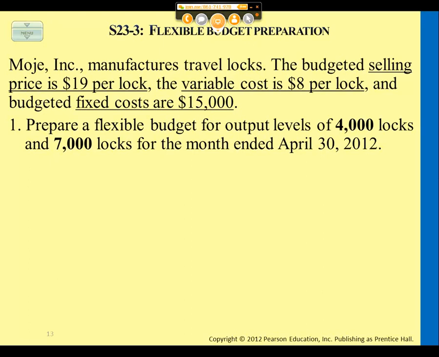You're going to have your sales revenue, variable expenses, right? That's what you need to put together. Sales revenue, variable expenses, contribution margin, fixed expenses, and operating income. Okay?